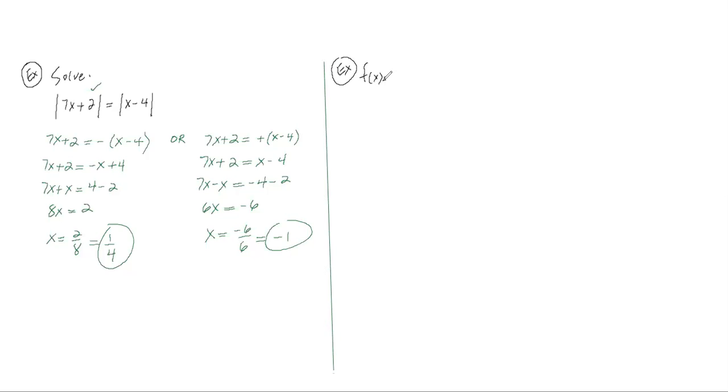f of x is negative 2x plus 4. Evaluate and simplify f of x plus h minus f of x over h. Okay, we've got a few minutes. You try it first.